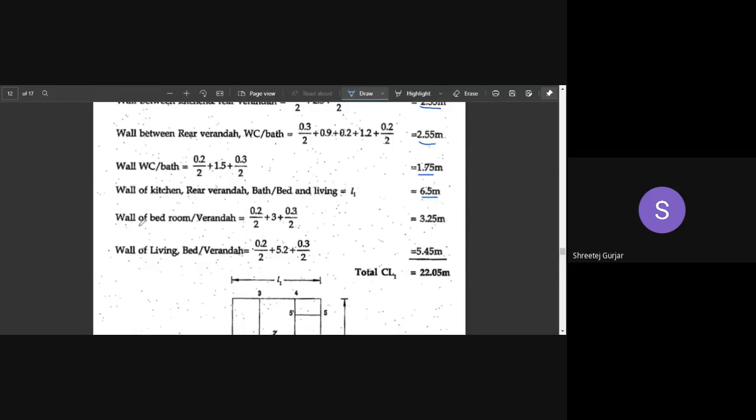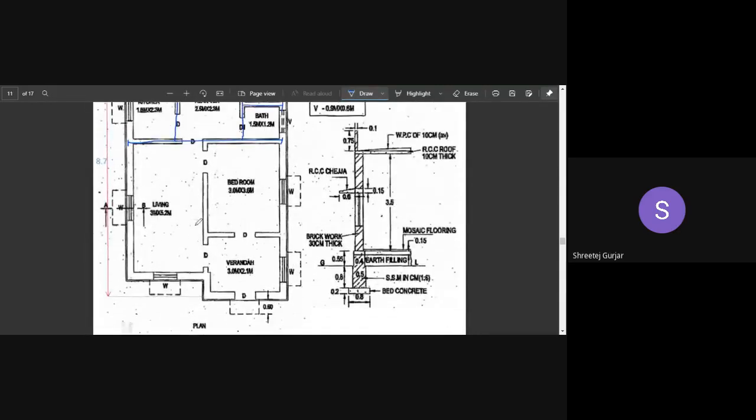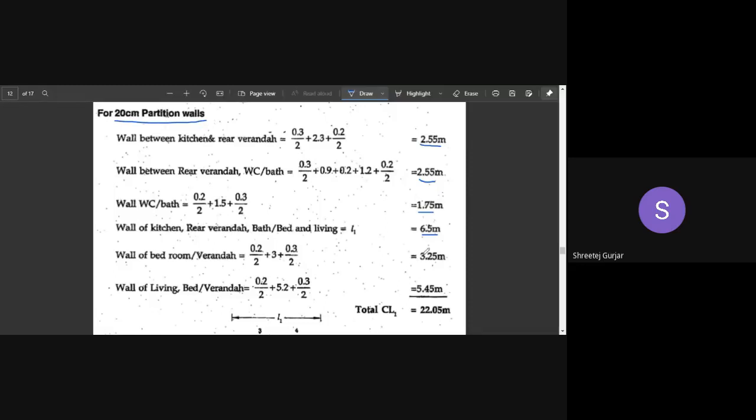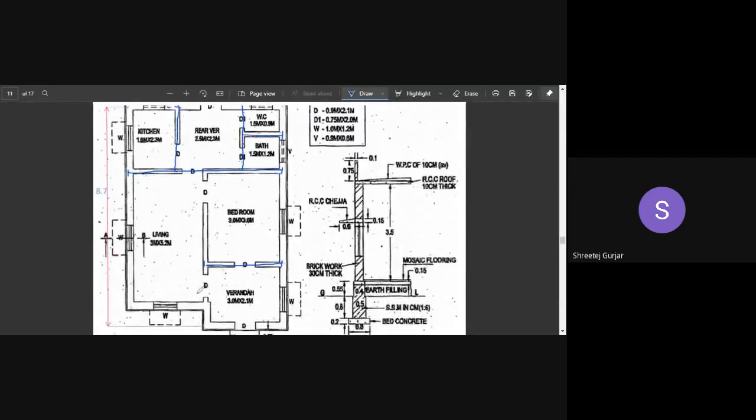Next, coming to your wall between bedroom and veranda. This is your bedroom and this is your veranda. This is the wall we are talking about. The center to center length will be 0.3 by 2 plus 3.6 plus 3 plus 0.2 by 2 plus 0.2 by 2 plus 3 plus 0.3 by 2. So that will be about 3.25. Now the last wall which is left is this wall, right?